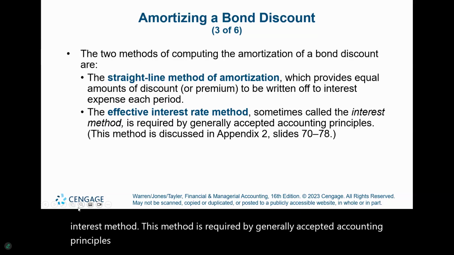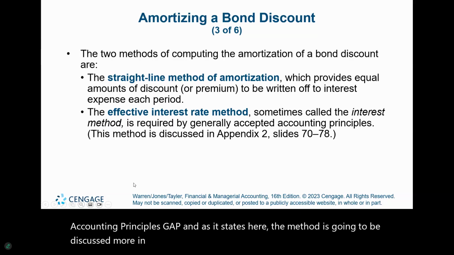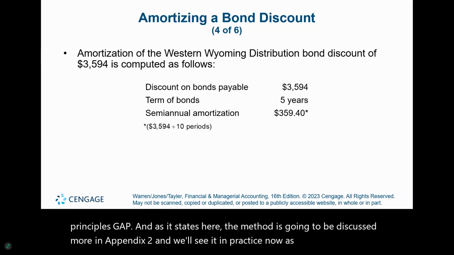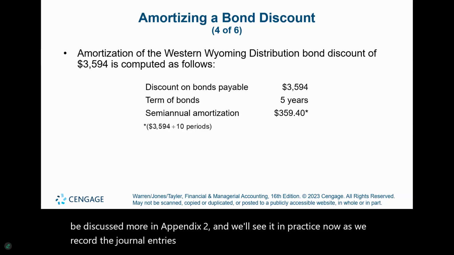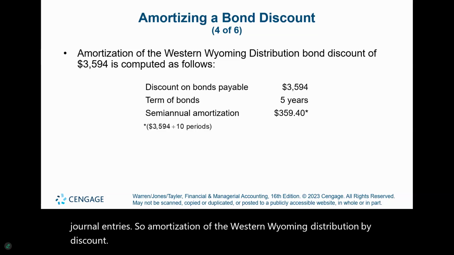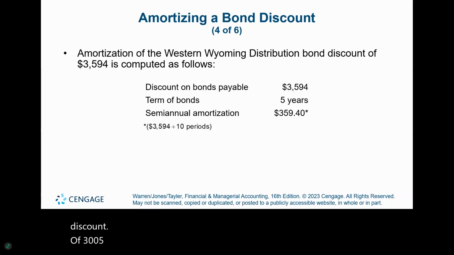And as it states here, the method is going to be discussed more in Appendix 2. And we'll see it in practice now as we record the journal entries. So amortization of the Western Wyoming distribution bond discount of $3,594 is going to be computed as follows.